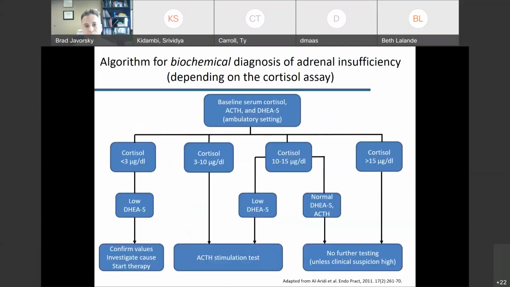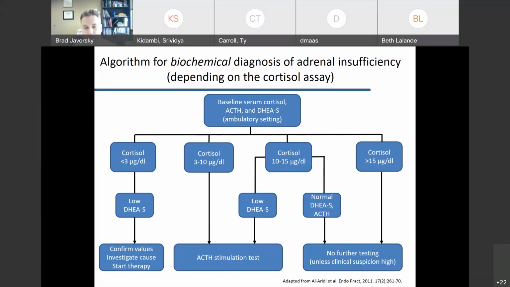So this is an algorithm that I kind of put together. I adapted it from an algorithm in this paper down here, but I made some changes based on different cortisol cutoffs using newer assays. And I think a good approach to starting off with the diagnosis involves getting a baseline serum cortisol, ACTH, and DHEAS levels. And again, this is in the ambulatory setting. A cortisol less than 3 with a low DHEAS level basically confirms the diagnosis of adrenal insufficiency, and then the next step is to look for causes and begin therapy.